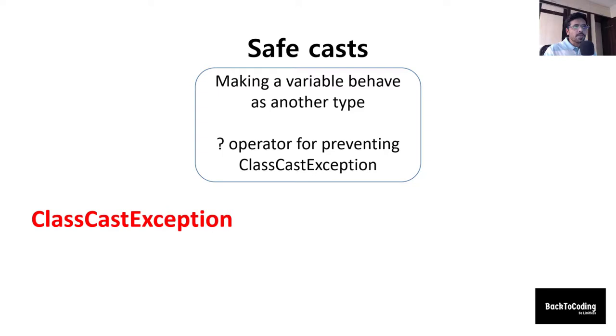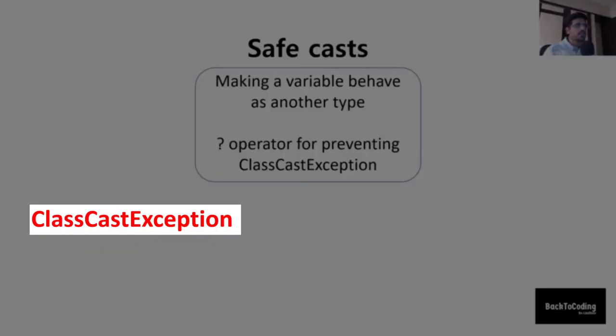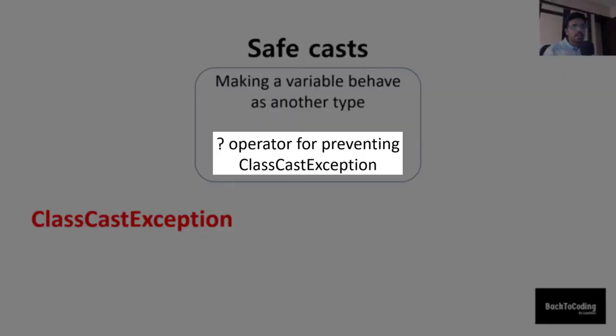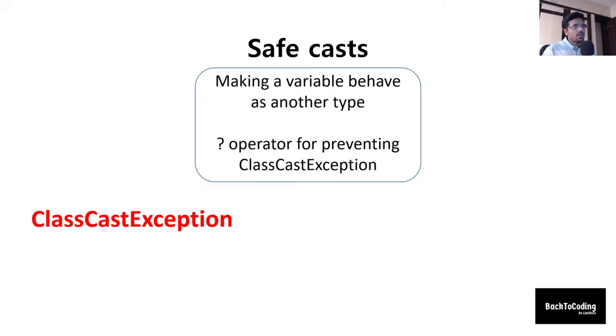Casting is the process of making a variable behave as a variable of another type. For example, we make an int behave as a double, and so casting may sometimes lead to a class cast exception when the object is not of the target type. In such scenarios, we use the safe cast operator with a question mark for preventing class cast exception. So let's get back to our editor.